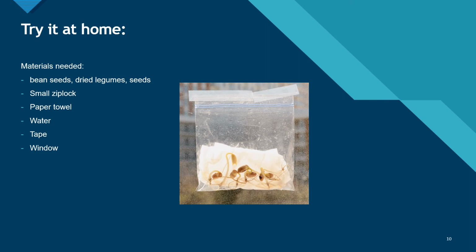So now that brings us to our final slide, try it at home. Throughout this class, Biology, Grade 11, we've never done a try it at home, but this would be a super cool thing if you wanted to try it. What you're going to need is some bean seeds, dried legumes, or just some dormant seeds in general, a small Ziploc bag, paper towel, water, tape, and a window. You don't necessarily need a window for this. I've seen people try to grow some seeds in the light and some in the dark to see what happens, but we're going to do it the window way, just to give it that extra portion of sunlight.